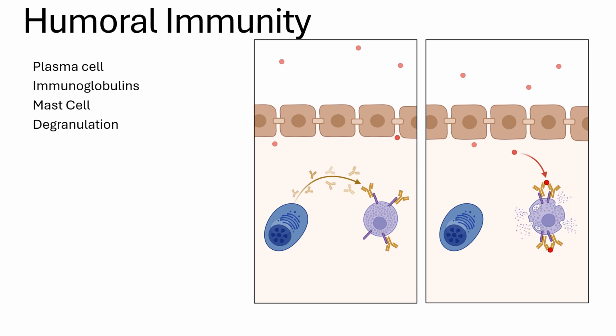So atopic dermatitis is an allergic response. Allergens enter into the skin and mast cells degranulate.